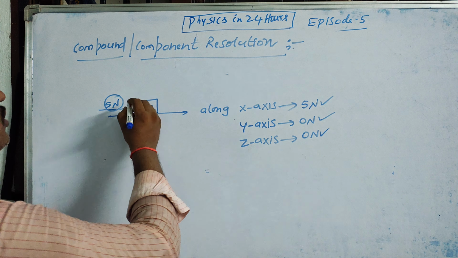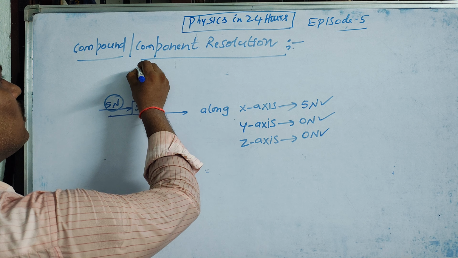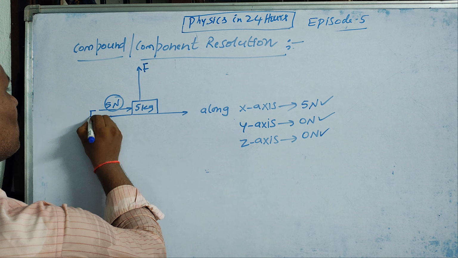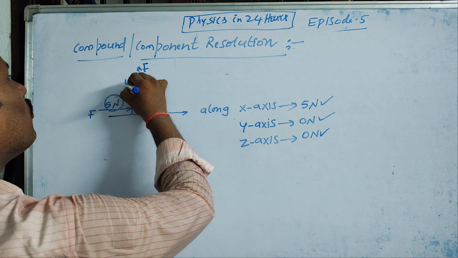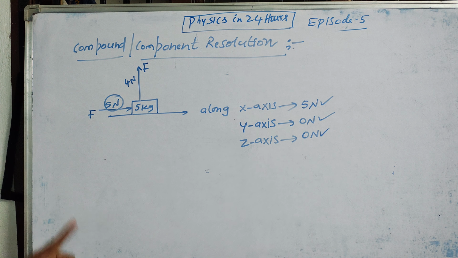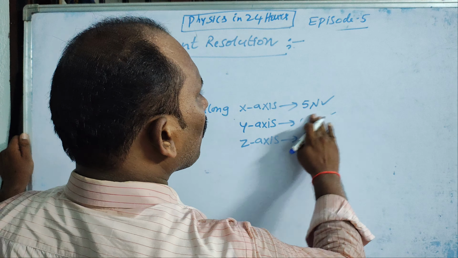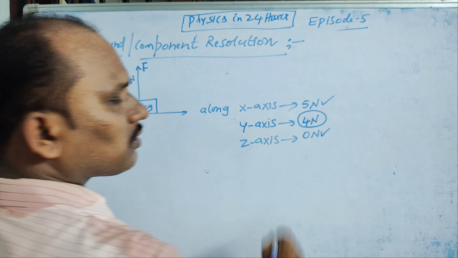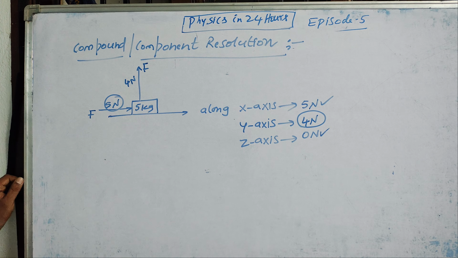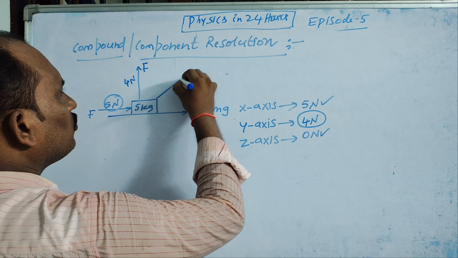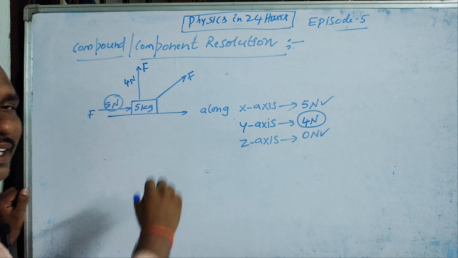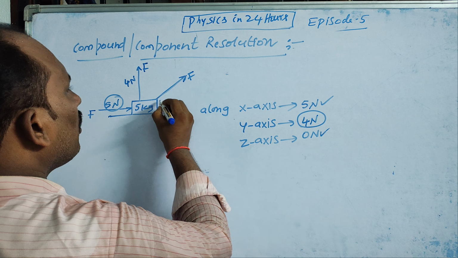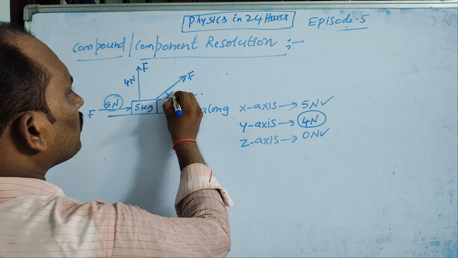Now I change this one. In this direction I am shifting, the force is acting in this direction, and the force value is 4 newtons. Now it becomes 4 newtons acting along the y-axis. Now I change this one. Suppose I want to apply the force in this direction, making an angle theta.